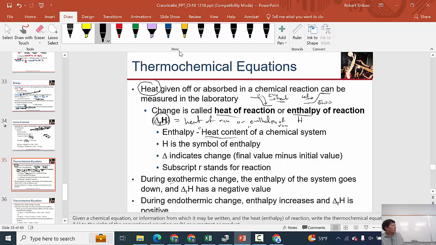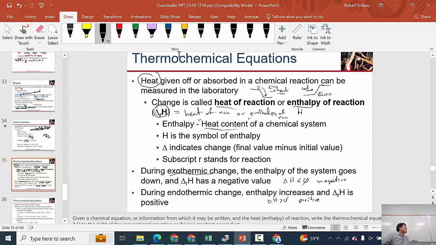So exothermic means we're losing heat. Enthalpy of the system goes down. Delta H has a negative value. So delta H is less than 0 usually. The negative just means that we're losing heat. In other words, it's negative. When we say less than 0, it just means it's a negative number. Negative number means losing heat. Endothermic is going to be positive. That is, delta H is going to be greater than 0, which is positive, and that means we're gaining heat or energy. That would be endothermic change.